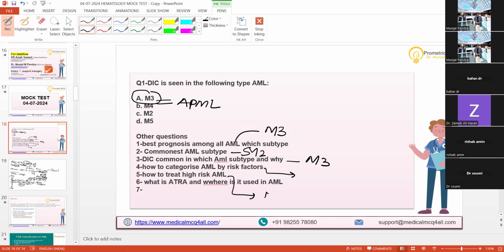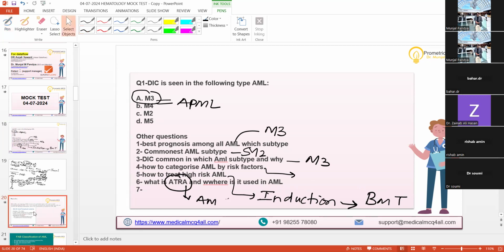So high risk AML, usually we give the induction chemotherapy, which clears all the blast cells, followed by the bone marrow transplant, especially in the high risk. And what is ATRA and where is it used in AML? So ATRA is called all trans retinoic acid. It's a vitamin A derivative and it helps in AML M3, or APML, and that helps to control the excessive proliferation of promyelocytes. So it keeps leukemia under control.